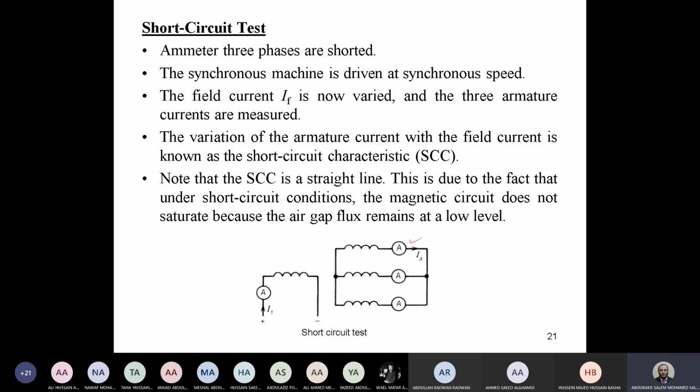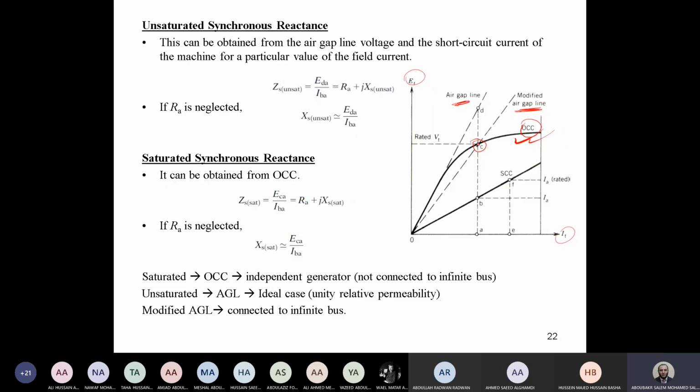From the short circuit test, we can plot the short circuit characteristic like that. We have many points between IF and IA, and we can plot this curve. And this curve is a linear curve like that. So if it is a linear curve, we know that only one point is sufficient to draw this curve, because we know the other point is 0, 0. So we have the 0 point and another point on the curve, which is sufficient to draw this curve.